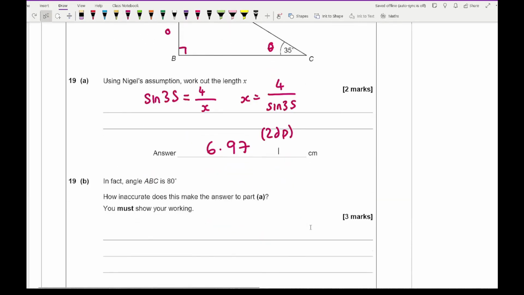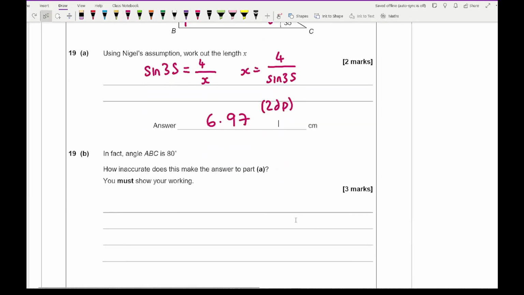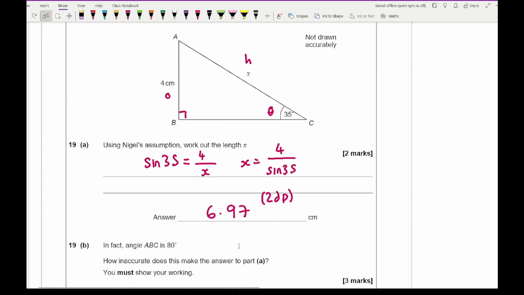Moving on to question 19b, it then says, in fact, angle ABC is 80 degrees. And how accurate does this make the answer in part A? You must show your working out. So if this then becomes 80 degrees, and let me just get rid of all of this notation, then what I find is that this is now going to turn into an advanced trigonometry question. So here I know 2 angles and 2 sides. I'm going to be using the sine rule.